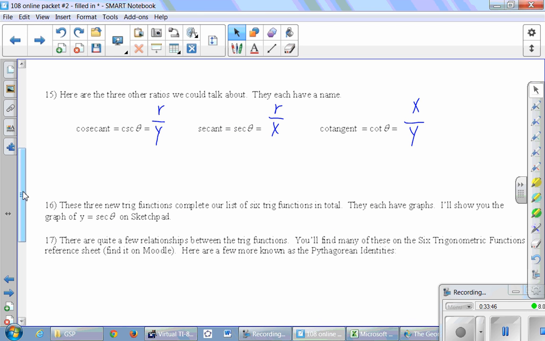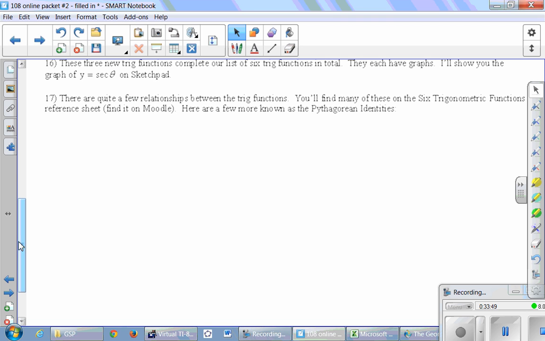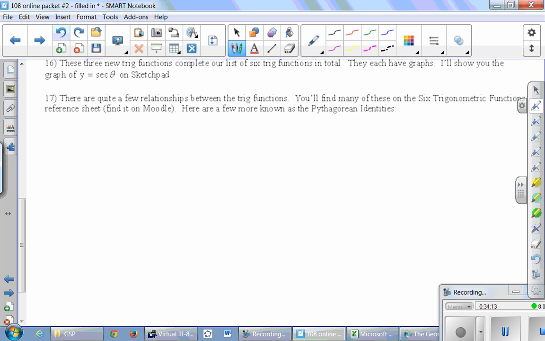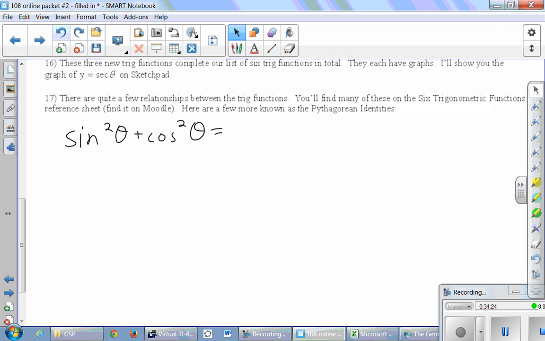Okay, coming back here to 17. There are quite a few relationships between the trig functions, and we will study many of these this semester. You'll find a bunch of these on the 6 trig functions reference sheet, which is on Moodle. Here are a few more, known as the Pythagorean identities. So we're going to write these 3 down. These are important ones. They've got a name. So Pythagorean identities. Here's the main one. So the main one says that sine squared theta plus cosine squared theta is equal to, and then I'm going to leave the magical answer here blank for a second.